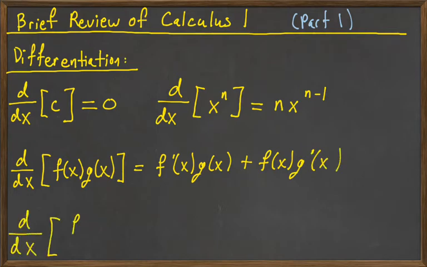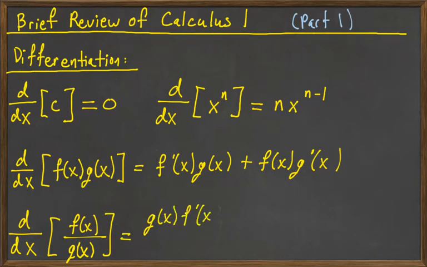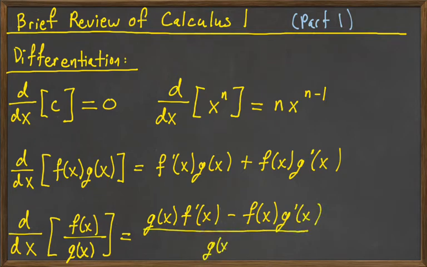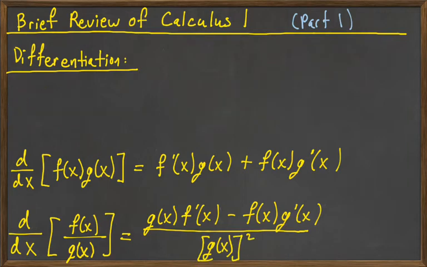Derivative of f of x divided by g of x is going to be g of x times f prime of x. So sometimes we say that's low d high, minus f of x times g prime of x, and then high d low, all over low squared, and of course we're assuming that g of x is not 0. Okay, so that's your quotient rule.